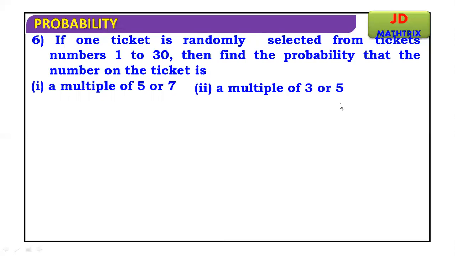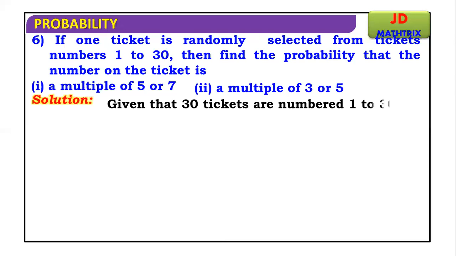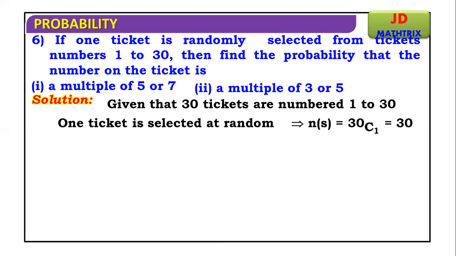Likewise, it is a multiple of 3 or 5; they are asking us to find the probability. So again, here two events are defined. What we are doing is selecting one ticket, and we have to find the probability that it is a multiple of 5 or a multiple of 7. So again we are given 2 events. Now let us define the 2 events, A and B. Given that 30 tickets are numbered 1 to 30, and one ticket is selected at random, N of S is equal to 30 C1, that is 30, which is fixed for any type of operation.